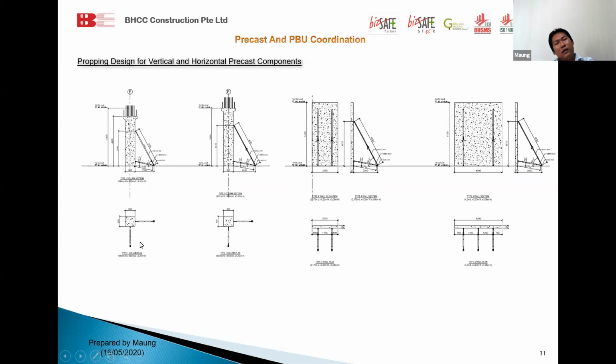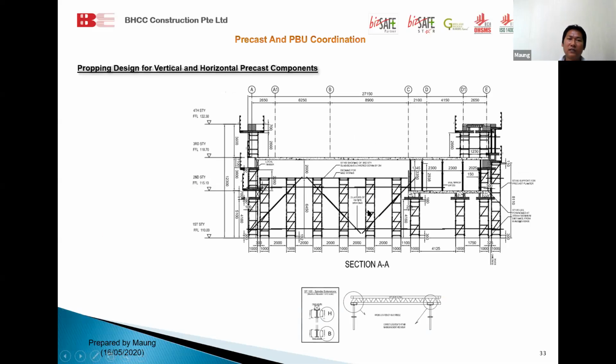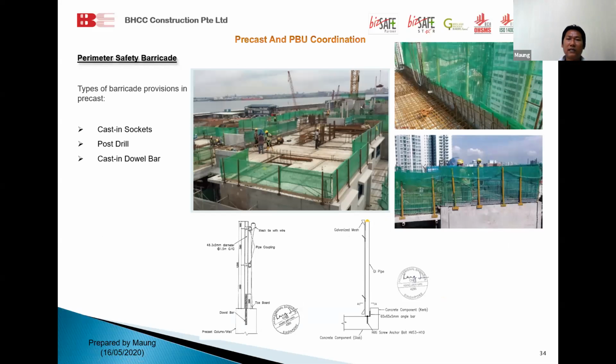Basically, for the column, you need to prop in two directions. And for the wall, basically you need to prop in one direction. And for the horizontal component, you need to consider and plan what type of material you are going to use. Or you are using the ST100, or you are using the ferry system, or the scaffold frame only. So all these things you need to plan early, and then you need to prepare the drawings with the PE design, so that the installation is very smooth.